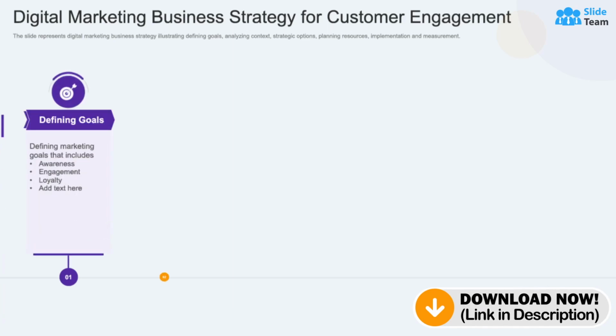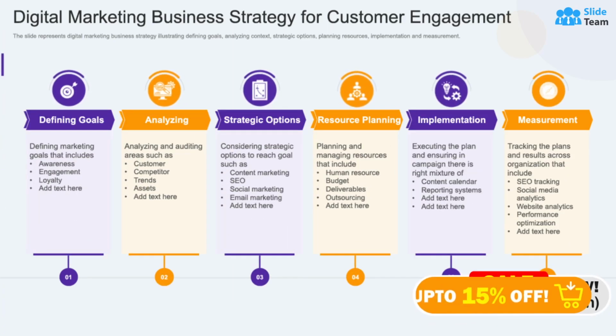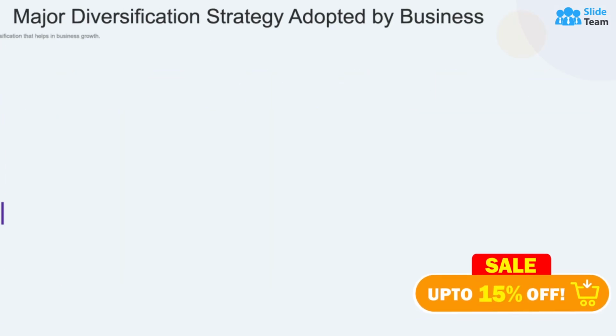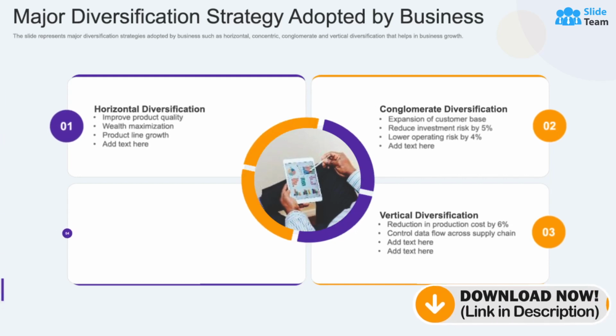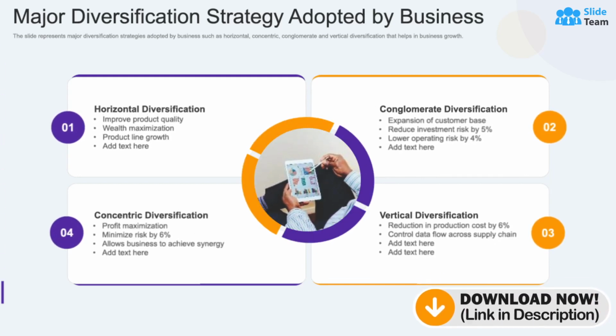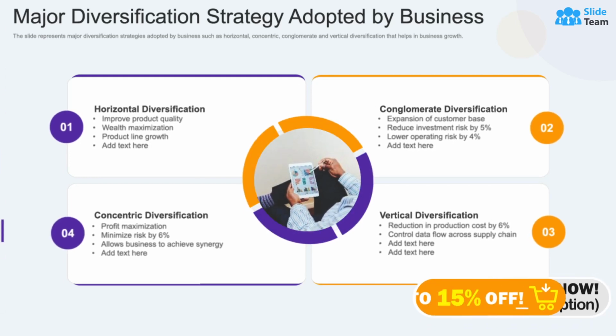Demonstrate your commitment to improving customer and company relationships through the 6-step process outlined in the presentation template. Download this PowerPoint deck to lay out your plan to expand the business through diversification. Depict your plans for horizontal, conglomerate, concentric, and vertical diversification.